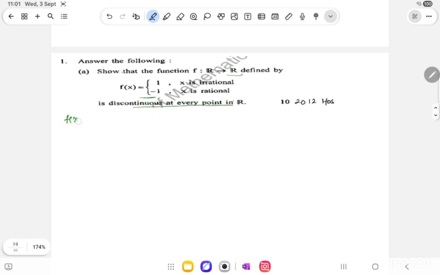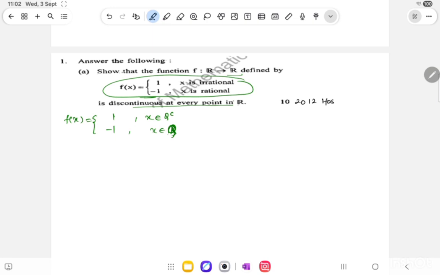R. So my f(x) is basically 1 when x belongs to the irrationals and -1 when x belongs to the rationals. So this is again a Dirichlet function, and we can do it like we did in the previous video. We can assume that a is any rational number. So if a is rational, then f(a) will be basically -1.